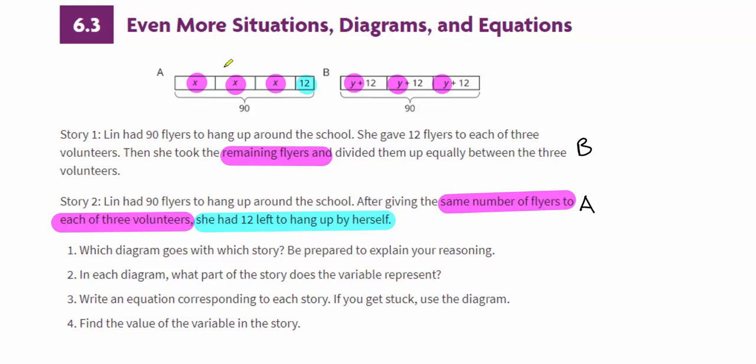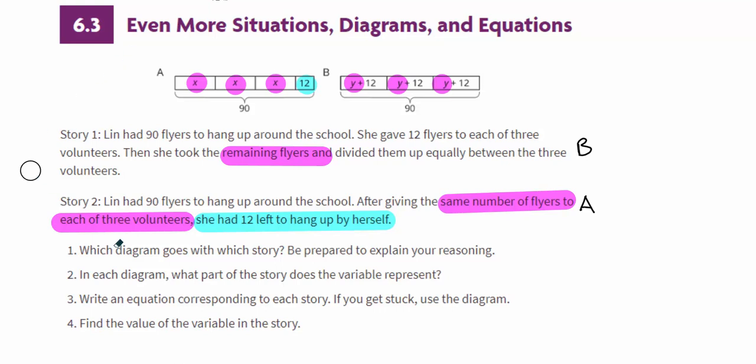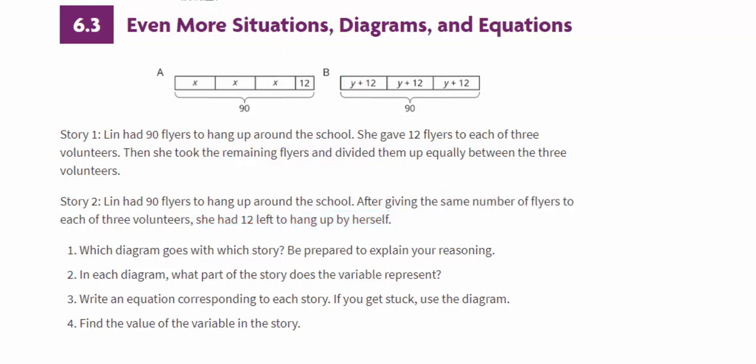So let's write an equation for this one. Let's write an equation for A and an equation for B. All right, so this one is B, this one is A. So the equation for A: we have 1, 2, 3 x's, and then an additional 12 for a total of 90. So we have 3 x's plus an additional 12, which is equal to 90. So that makes sense, right? 3 x's plus 12 is 90.